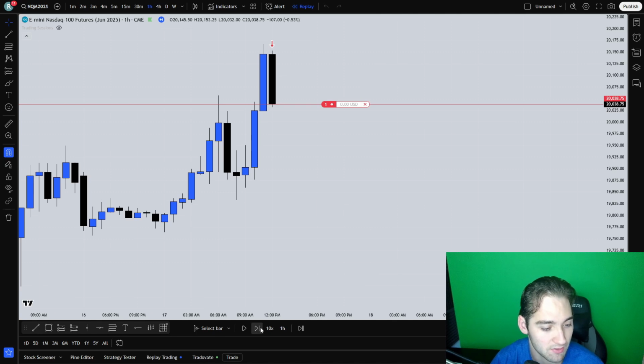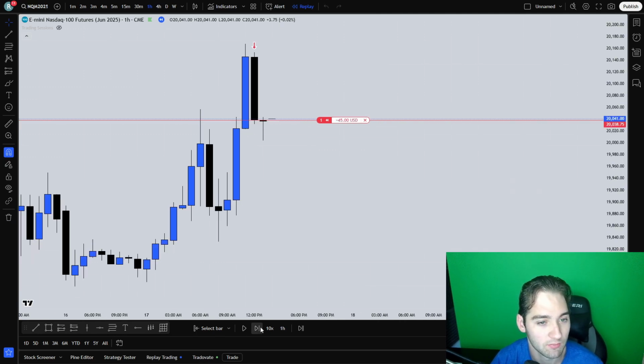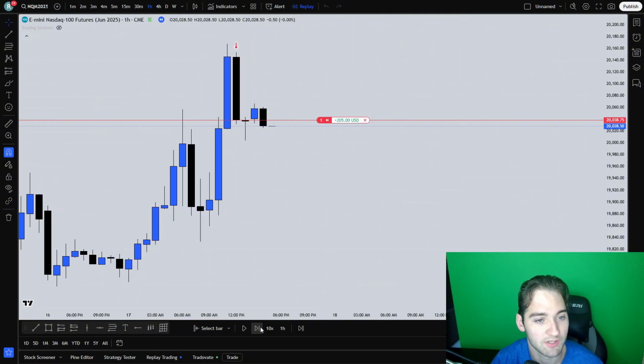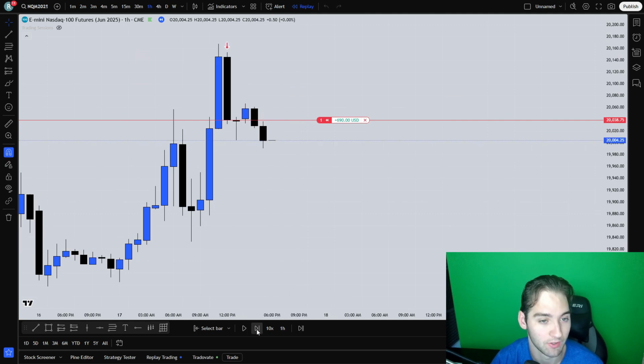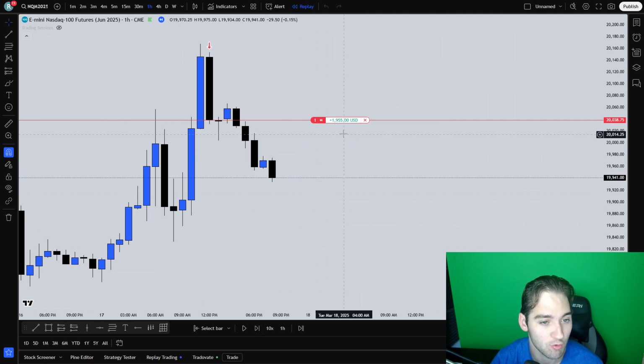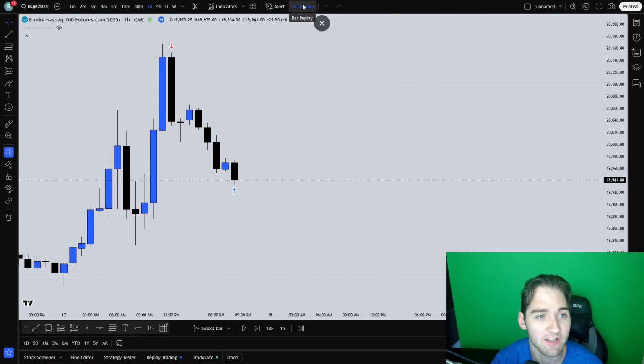Let's see what happens. Let's just say an hour goes by later. Boom. So you see how price goes up. Whenever price goes up, then we lose money because we're selling the market. We can make money and make a profit when the stock goes down. So there's two types of orders here. There's a buy and a sell.